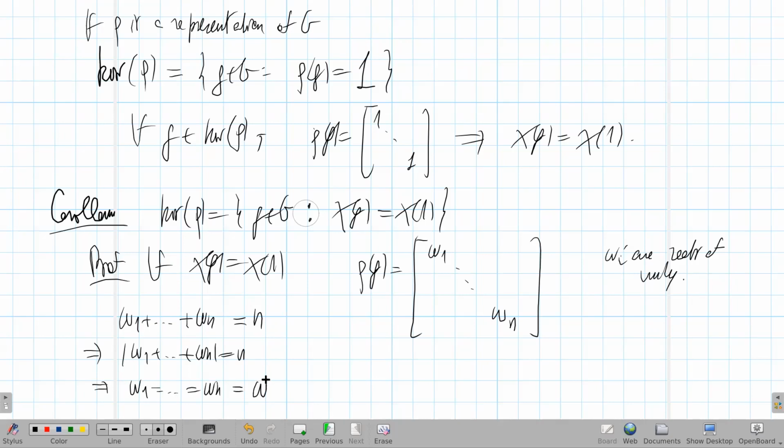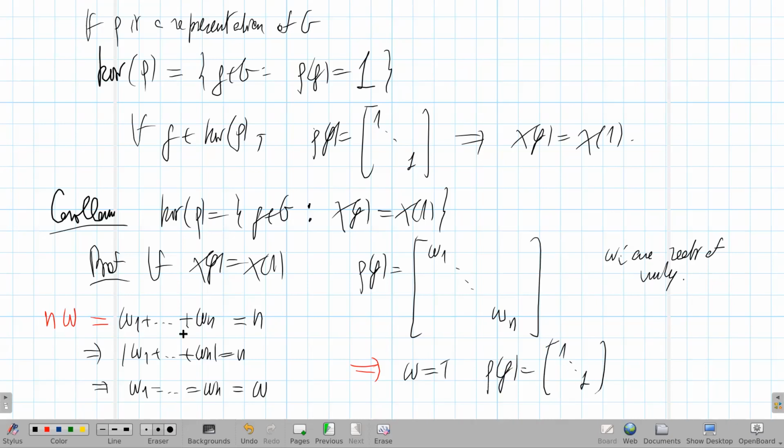Say omega, because of the first lemma, okay? Because if you have a sum of elements of absolute value 1 whose sum has absolute value n, they have to be equal. And so what we have here, we have n omega, and so it follows that omega is 1. Okay, so this is the identity. So rho of G is the identity matrix.